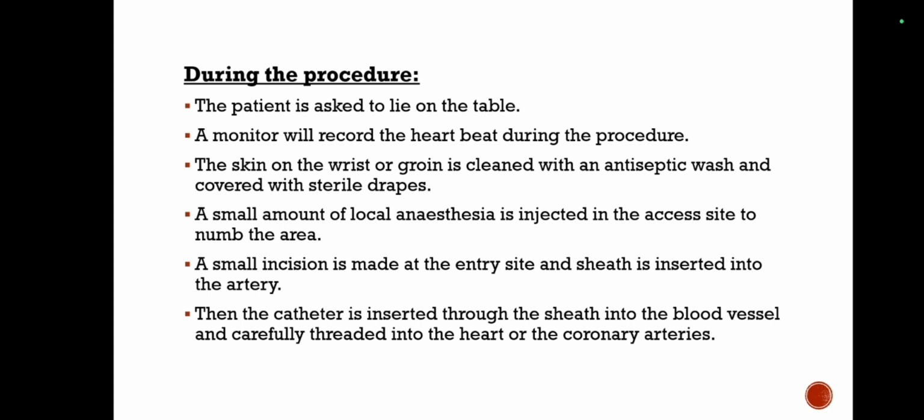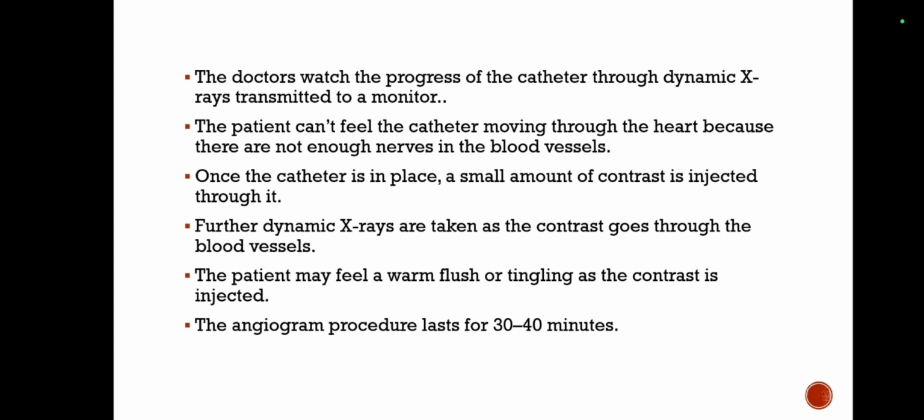Then the next is they insert the catheter through the sheath into the blood vessel and carefully thread it into the heart or the coronary artery. So through the incision, they're inserting a sheath, and through that sheath, they're taking the catheter inside the vessels. So now, once the catheter is inside the patient's heart or coronary artery, they use a special type of dynamic X-rays to see whether the catheter is hooked on the right vessel.